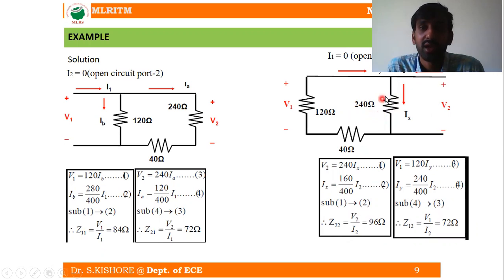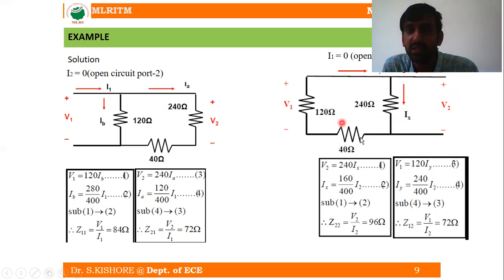But what is the current flowing through the 240 ohm resistor? We can't say because it is not equal to I2 or IY. So that's why I have represented it using IX. The current flowing through the 240 ohm, I am considering it as IX. So V2 is equal to 240 into IX. Now what could be the IX? Again applying the current division rule. When we look from the second port, these two are coming in series.